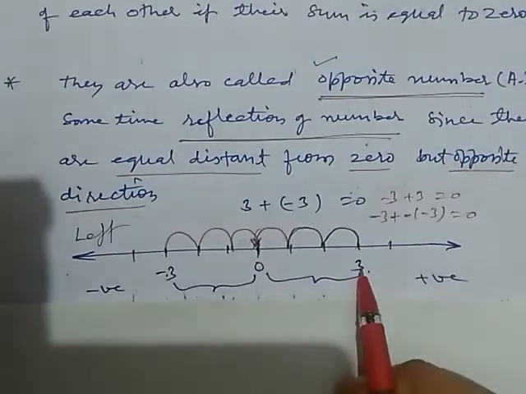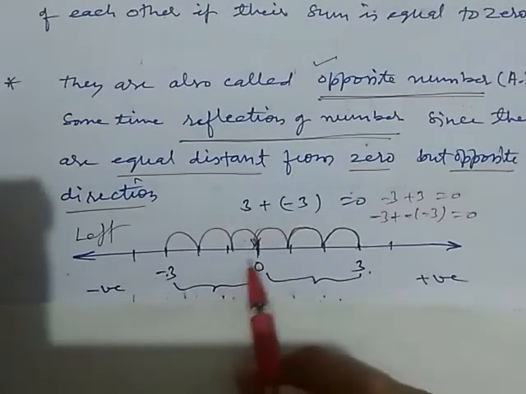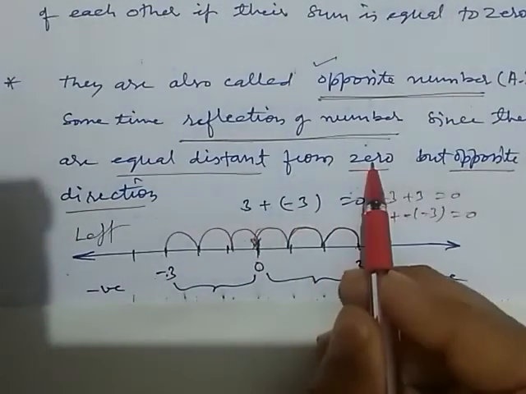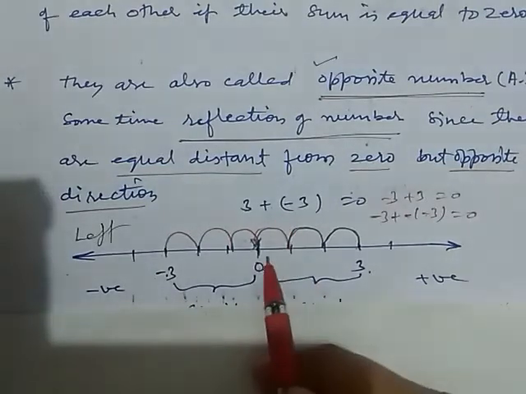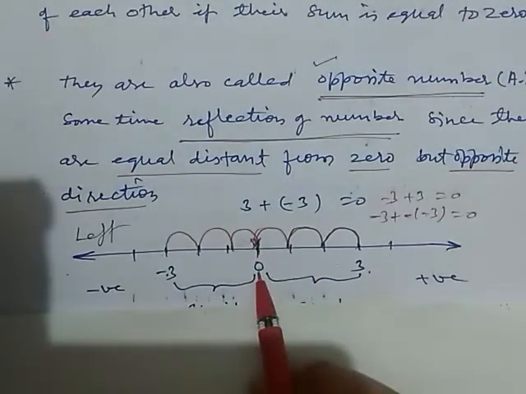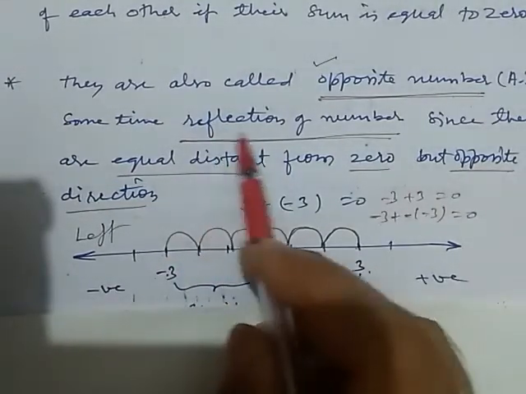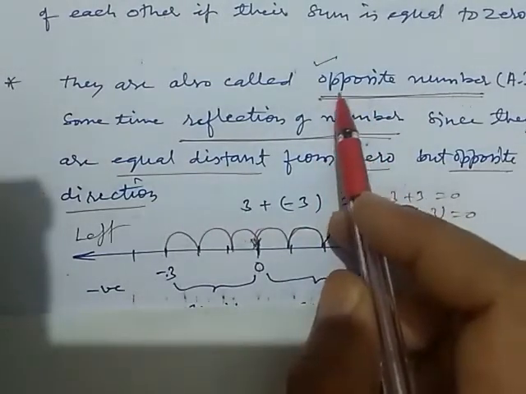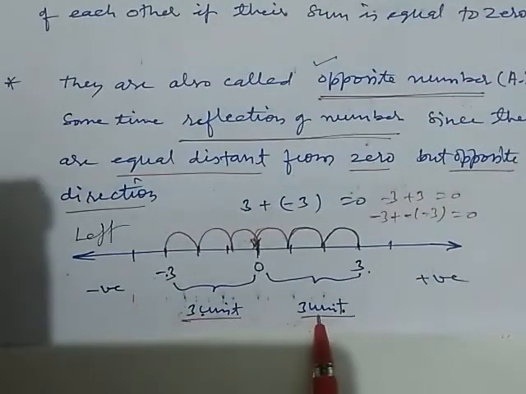Now check here. This 3 is 3 units right and this minus 3 is 3 units left. So they are equal distance from 0, both having 3 units distance. And if we put a mirror here, we feel this is the image of this. That's why we say reflection of number. Clear? And sometimes we may say opposite number, because they are equal distance from 0, on either side of the 0.